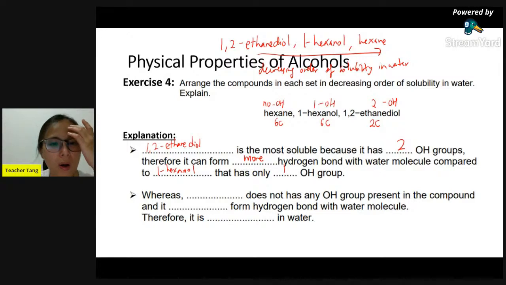Okay, and then for hexane, it does not have hydroxyl group in the compound, so it cannot form hydrogen bond with water molecule. Therefore, it is insoluble in water. For hexane, it is insoluble in water, so it is the least soluble in water among these 3.